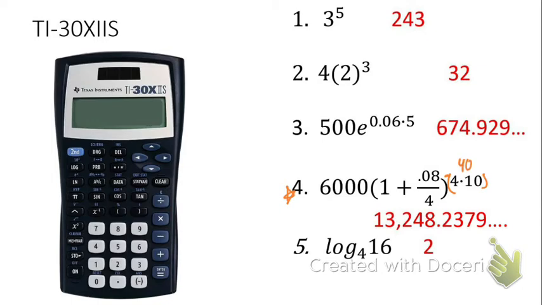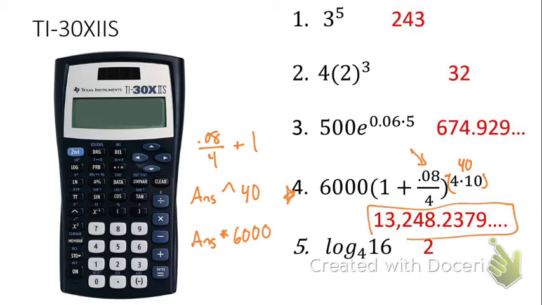All right, so what I'm going to start with is inside the parentheses. So 0.08, I'm going to divide that by 4. I'm going to hit equals. Then I'm going to add 1 to it. I'm going to hit equals. Then I'm going to hit the caret button, and it should say ANS caret, and I would take that to the 40th power. Hit equals. Then hit the times button. When you hit the times button, you'll have that little asterisk comes up, but it'll say answer. So whatever the answer was, we're going to multiply that by 6,000. When you do that, you should end up with this.